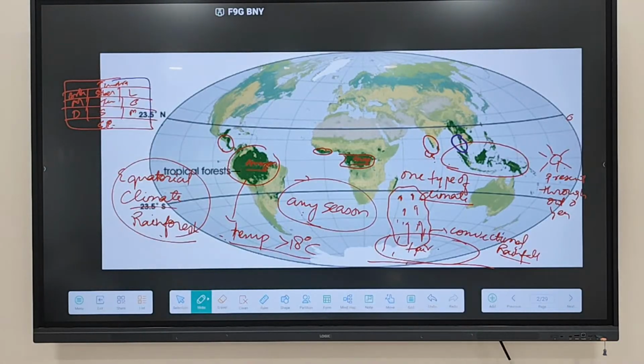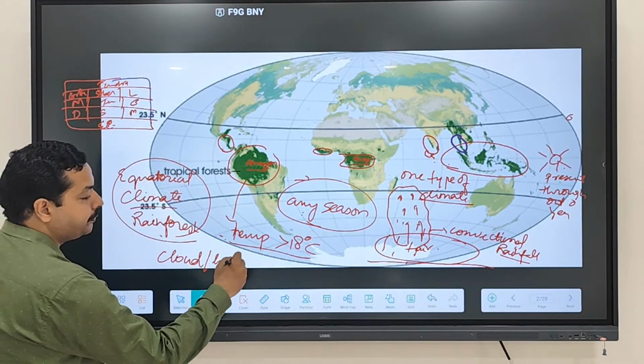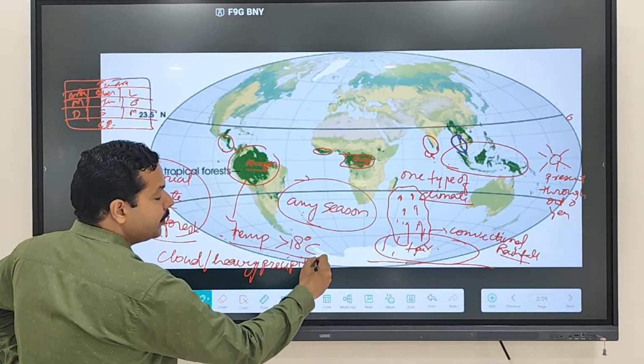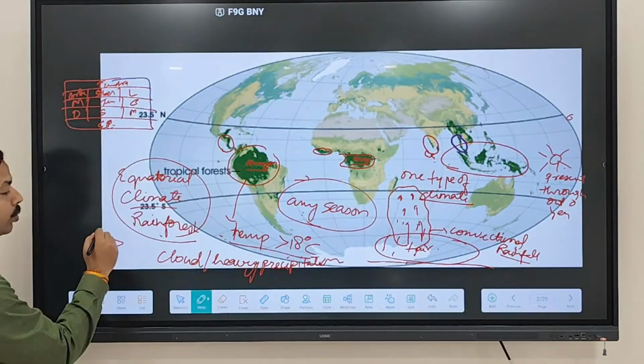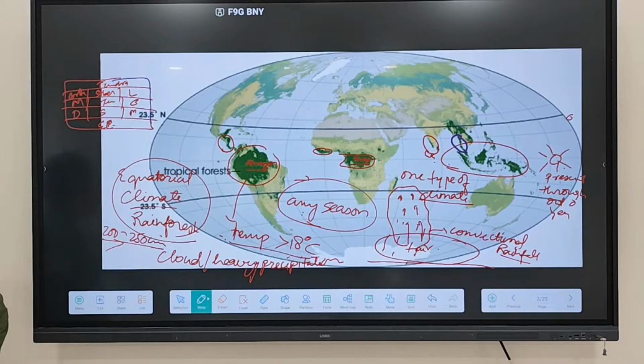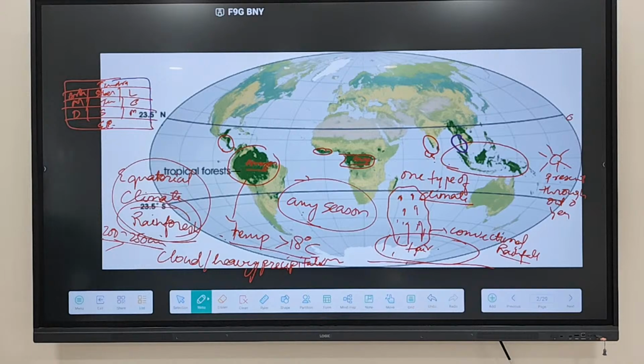So there is going to be formation of clouds and heavy precipitation. Generally, you'll find more than 200 to 250 centimeters of rainfall, sometimes even more than 250 centimeters, in this particular region. So that's why it is called a rainforest type of climate.